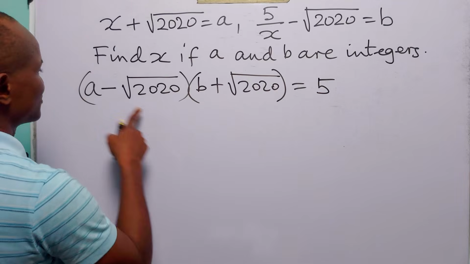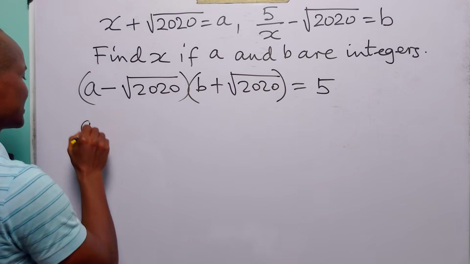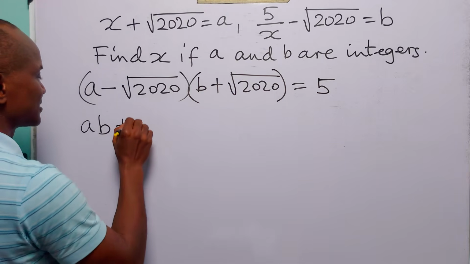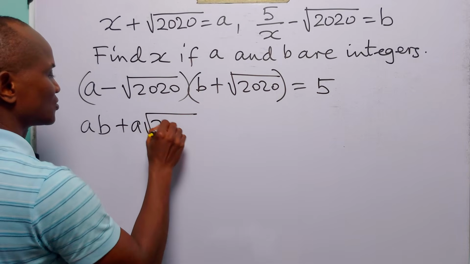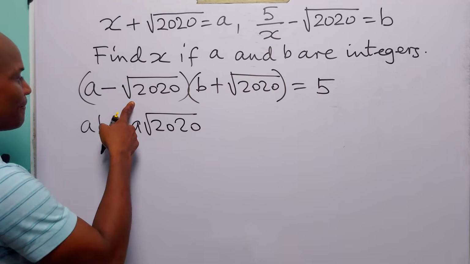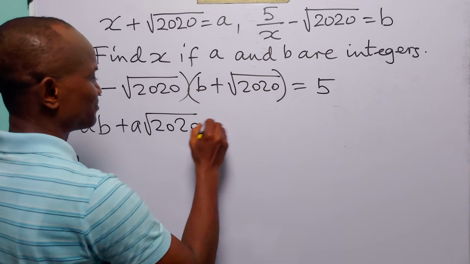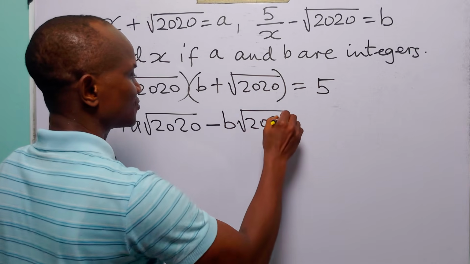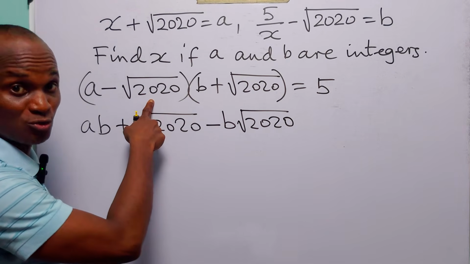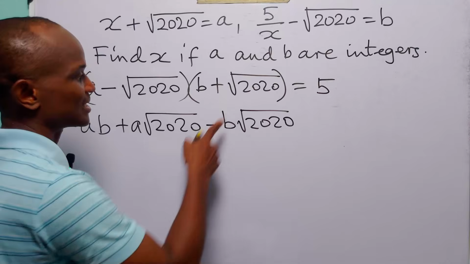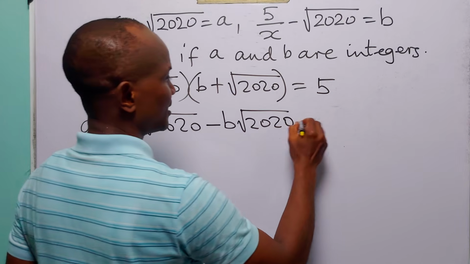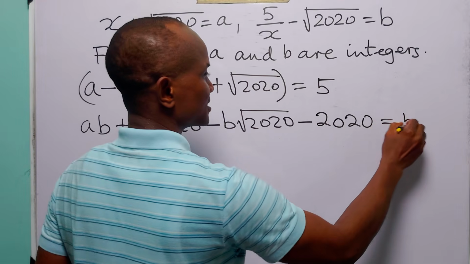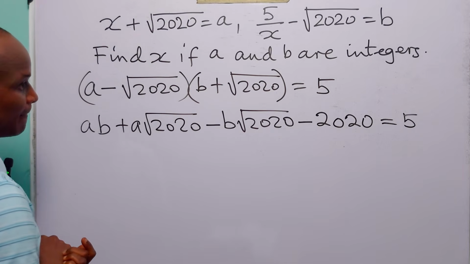Expanding these two brackets, we have a times b, that is ab. A times root 2020, that is a root 2020, minus root 2020 times b, that is minus b root 2020, and minus root 2020 times plus root 2020, that is minus 2020. And of course, this is equal to 5.